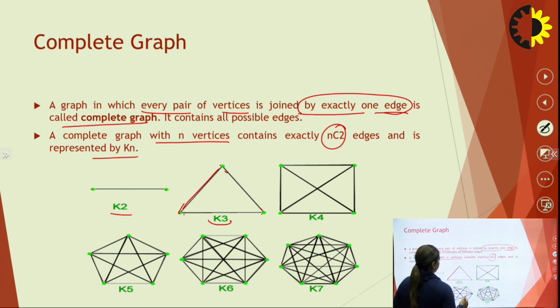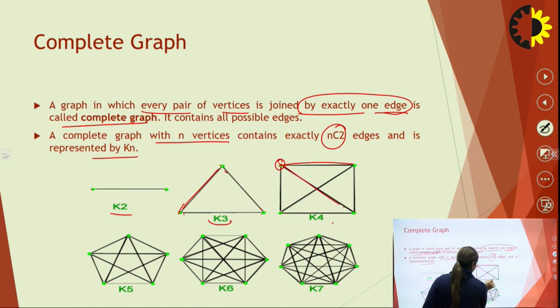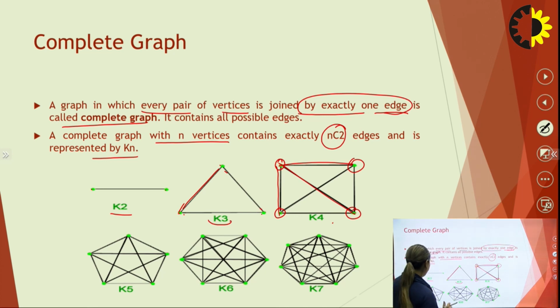Now let's look at K4 also. Every vertex is connected to every other vertex. See, this is connected to this, and this is connected to this, right? No other vertex is left. Similar is the case for the second vertex, third vertex, and the fourth vertex, right? So this is a complete graph.